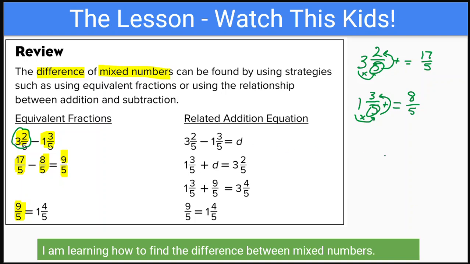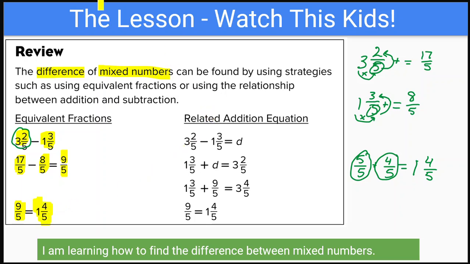Well, 9/5 is really the same thing as 5/5 plus 4/5. And that equals, well, this is 1 whole right here, and this is 4/5 right here. So that's the same thing as 1 4/5, and that was the final answer over here. They gave you 1 4/5 as the final answer.